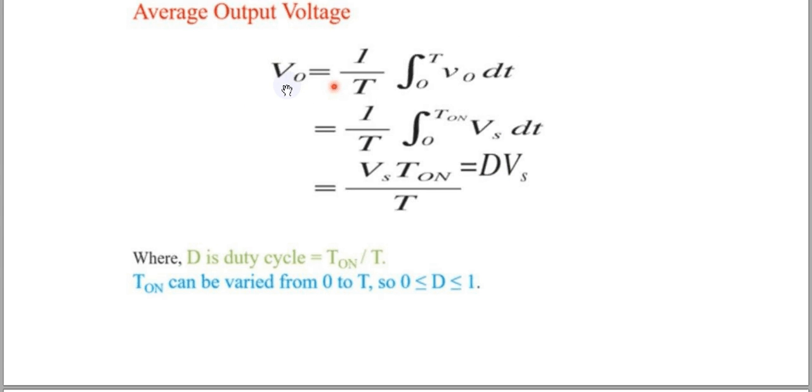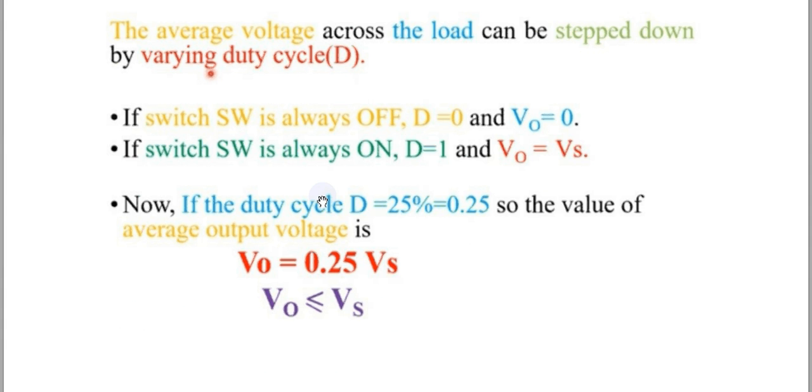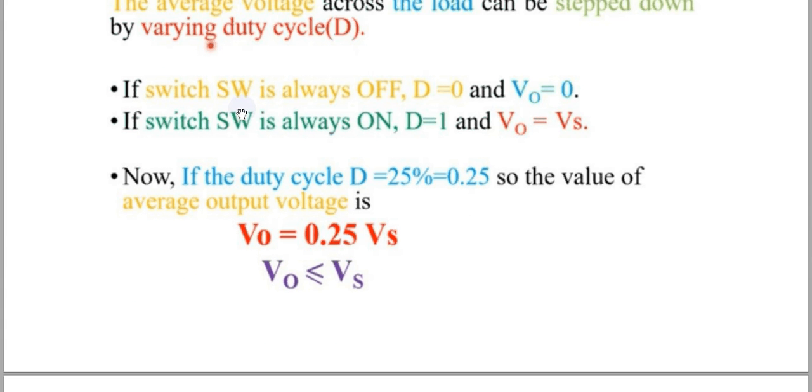If we vary this duty cycle, we can control this output voltage. So we have three conditions. When chopper is always off, then D is equal to 0, which means V naught equals 0. When switch is always on, then D equals 1, T on by T, and V naught equals Vs. But it is not possible, because sometimes the chopper is on and sometimes it is off. The chopper is a fast switching device.